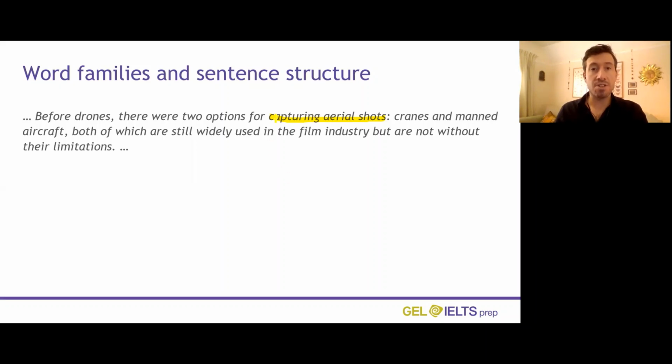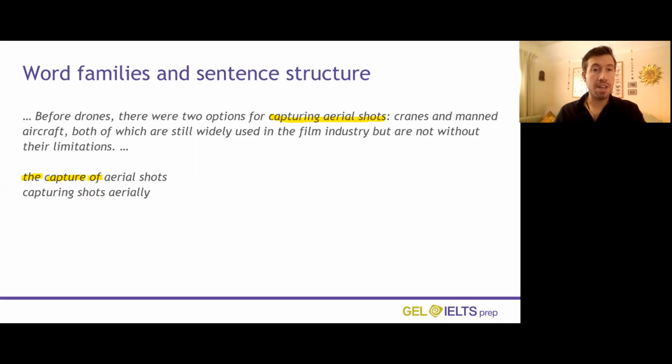Well, here capturing aerial shots is a gerund. So it's a noun form of the verb with ing. It's got an adjective, aerial, and it's got a noun, shots. Okay, so we could change it like this. We've kept aerial shots the same, but we've taken the gerund and we've changed it into a noun, capture. Now, because we've got a noun here and then another noun here, we need to use of, and we've added the in there as well. So the capture of aerial shots has the same meaning, but we've just changed the word family a little.